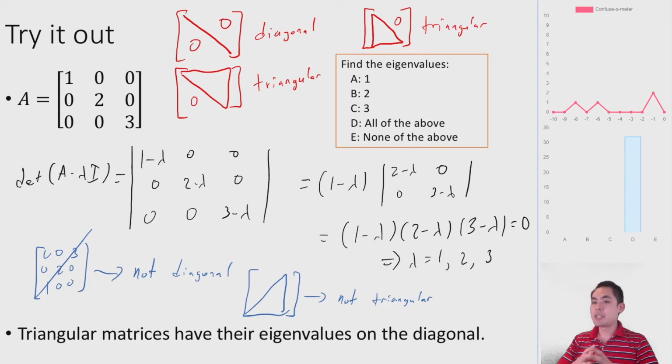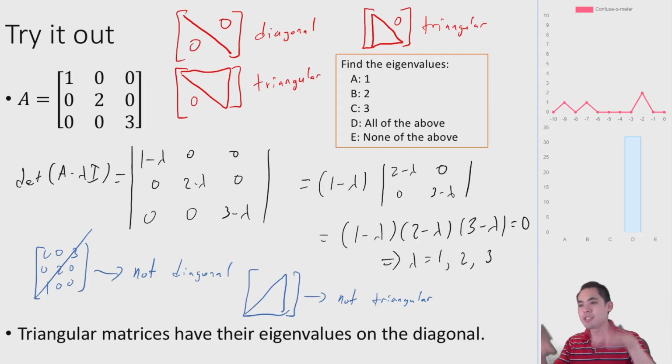So triangular matrices have eigenvalues on their diagonal, and when we refer to triangles, we only refer to ones where they're above or below the main diagonal. In fact, in linear algebra, we almost never talk about the other diagonal. That just doesn't exist for us.